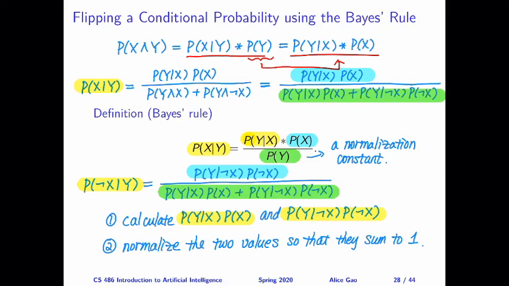So from this description, you can see the minimum set of values we need to calculate this distribution. We do not need to know p of y to start with, right? All the quantities that we need to know are p of x, and we do not need to know p of not x. We can just say 1 minus p of x is p of not x. And then we need to know p of y given x, and we need to know p of y given not x. Given these three quantities, we have enough information to calculate p of x given y and p of not x given y. I hope this gave you a new way of thinking about the Bayes rule.